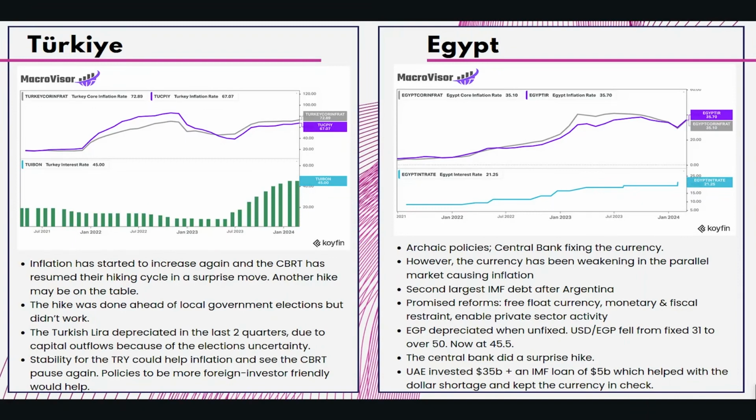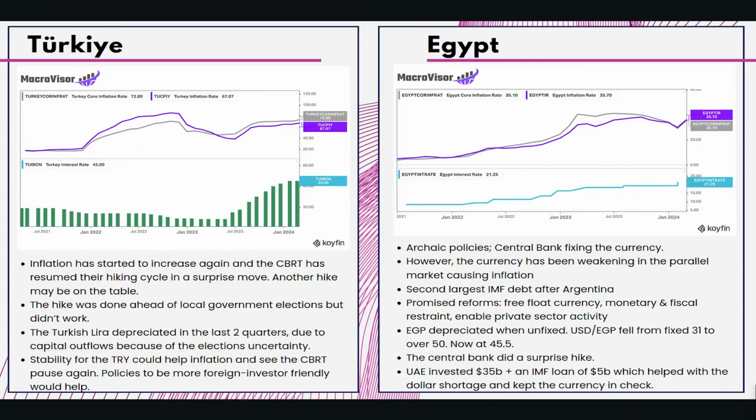Now, Egypt is a very interesting situation. They had a lot of archaic policies as well. Their central bank was fixing their currencies. But they did get lucky, I want to say, in the last quarter when they had a huge influx of investments coming from the UAE. So they got 35 billion in investments from the UAE and another 5 billion in loans from the IMF.